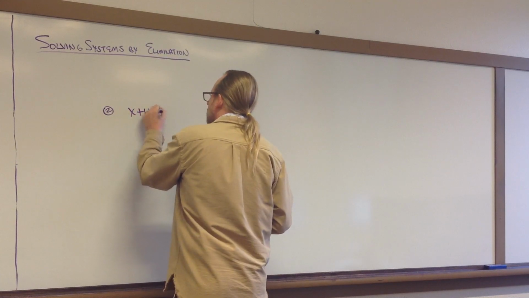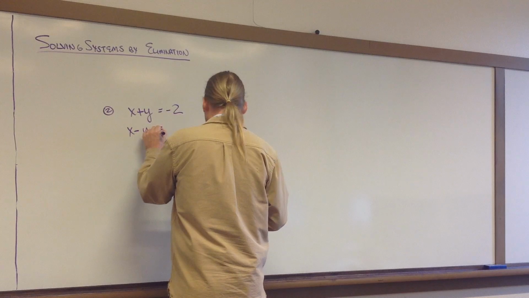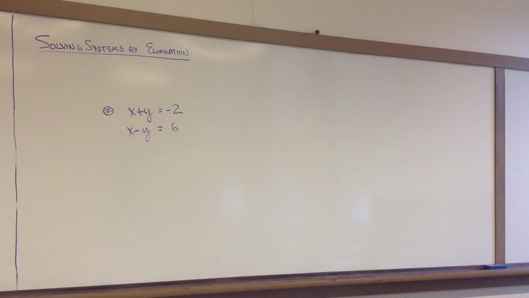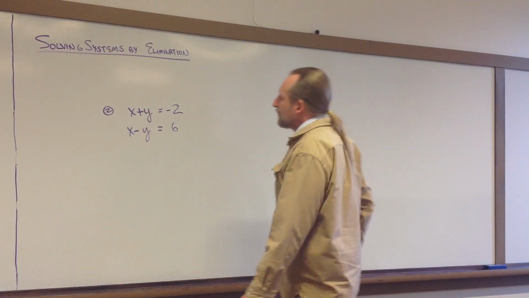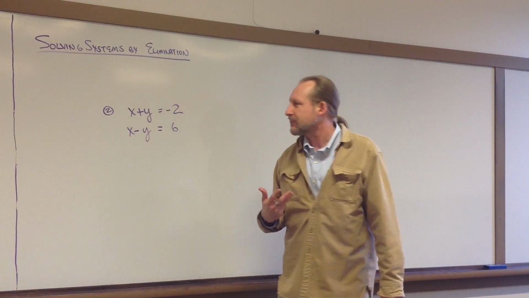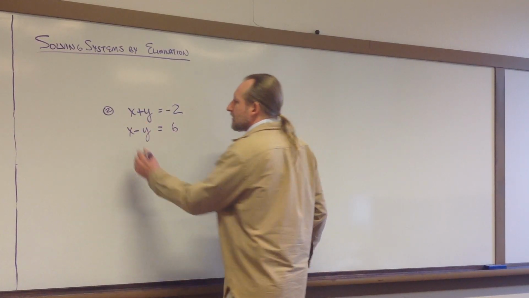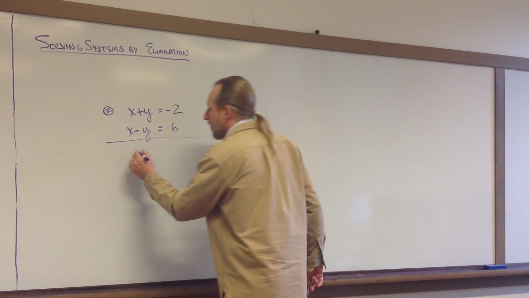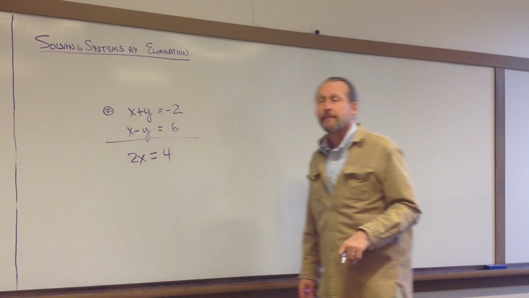We've got x plus y equals -2 and x minus y equals 6. Okay, so the trick here is we're going to add these two equations together. Over here we're going to get 2x. The y's will cancel each other out. And over here, -2 and 6 make 4.